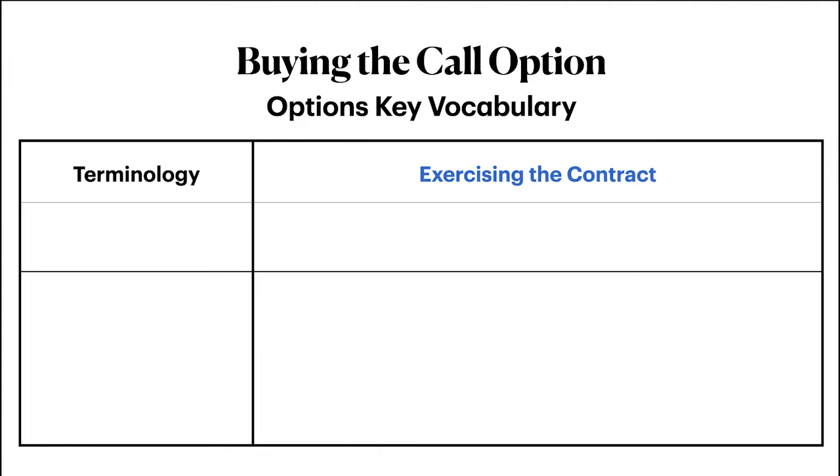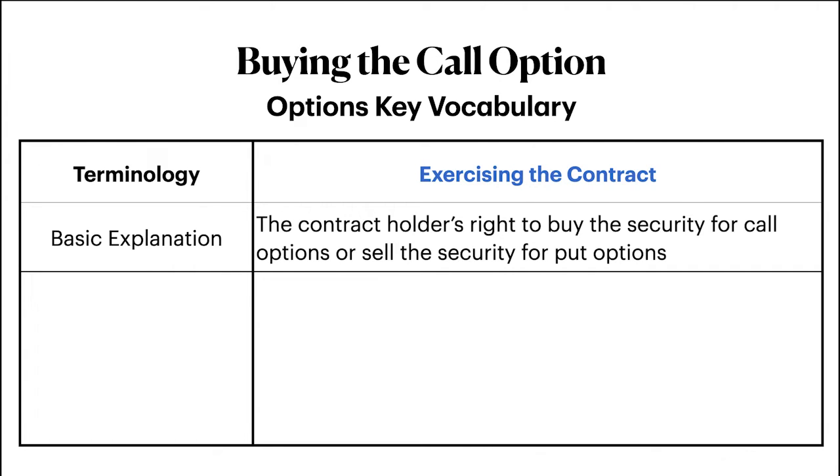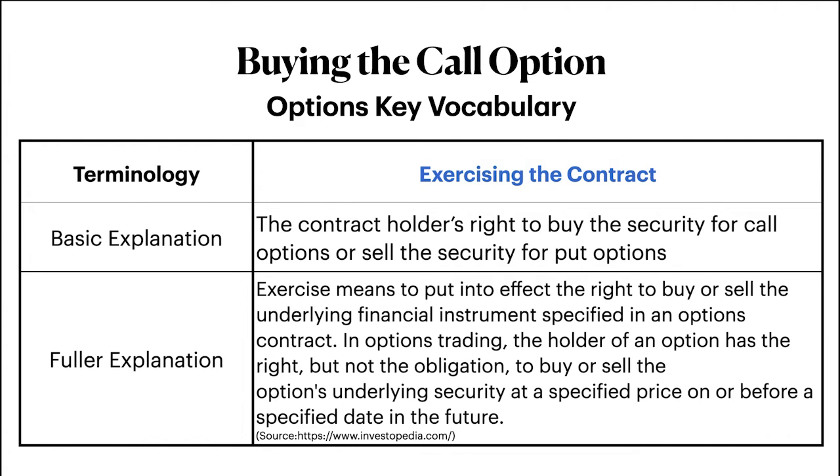Exercising the contract. Just entering into the contract does not mean that the contract holder gets access to those 100 shares. They actually have to exercise the contract in order for that to take place. It's important that you know that the contract holder is the one with the right to buy the security for the call option, and that's what we're talking about in this one. In the case of put options, they have the right to sell the security. It's noteworthy that when you look at the fuller explanation, they specify that the holder has the right to make the purchase or the sale, but not the obligation to do so for that underlying security.